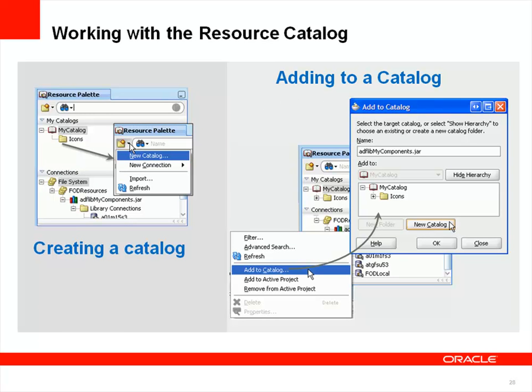From the resource palette, you can create new catalogs or connections, or import existing ones from an archive. You can also search for a resource. To add resources to a catalog, create a connection to those resources in the Connections panel of the resource palette, then right-click and choose Add to Catalog to add the library, database connection, or WebDAV location, for example.